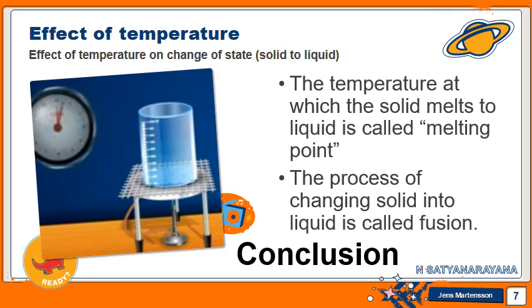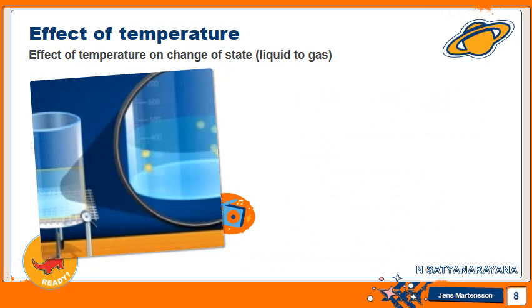So what is the melting point? The temperature at which a solid melts to a liquid is called the melting point. In the melting process, the temperature remains the same. Before melting, the temperature changes. After melting also, the temperature changes. But at the time of melting, there is no change in temperature. Understand?